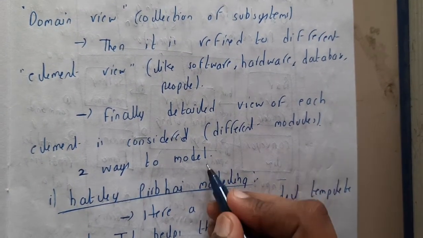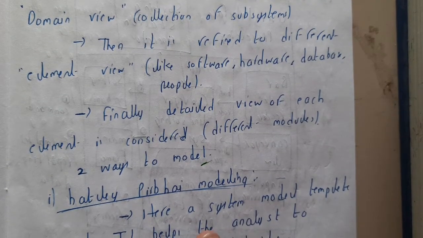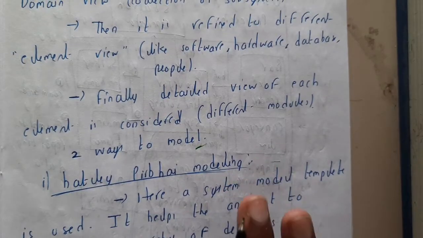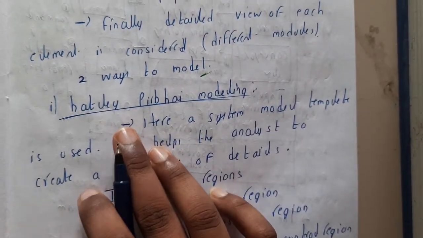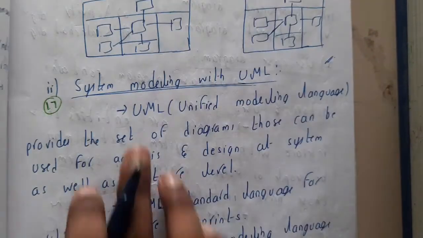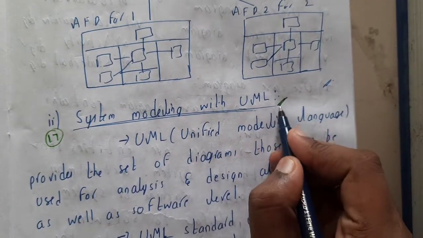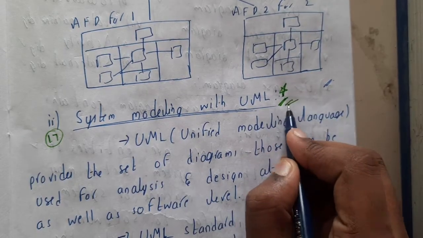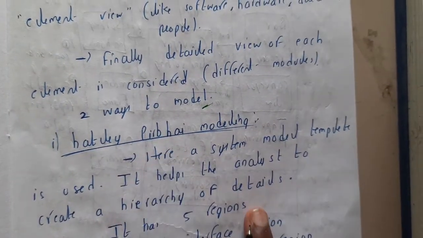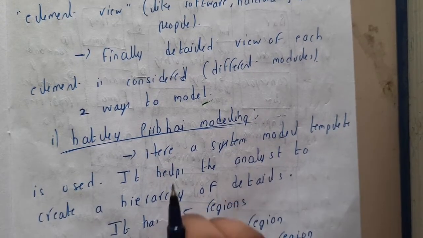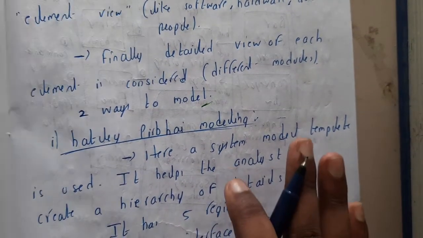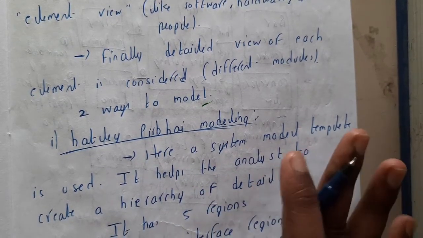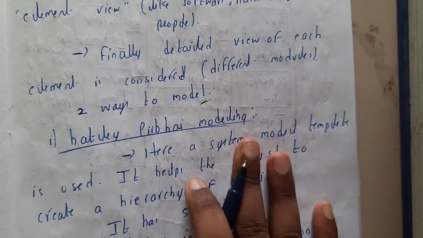To model any kind of application, we have two popular methods. The first method is Hatley modeling and the second method is system modeling with UML. The most important one is system modeling with UML, because it is easy and efficient when compared to Hatley modeling. In Hatley modeling we have a template with 5 regions. You just store everything in the 5 regions and connect them. That is Hatley modeling.